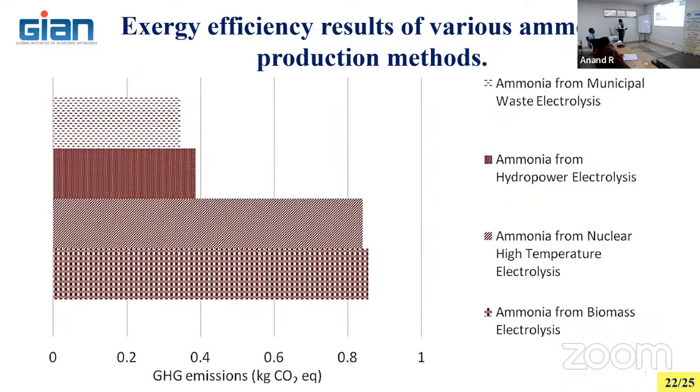Okay, the exchange efficiency of the various ammonia production methods we have proposed, right? So ammonia from municipal, then ammonia from hydro, ammonia from nuclear, ammonia from biomass. So you can see here, among the 4 methods we are proposing, the major CO2 emissions are going to be maximum from the biomass electrolysis. Next one is the nuclear, then the hydro is going to have the minimum CO2 emissions.